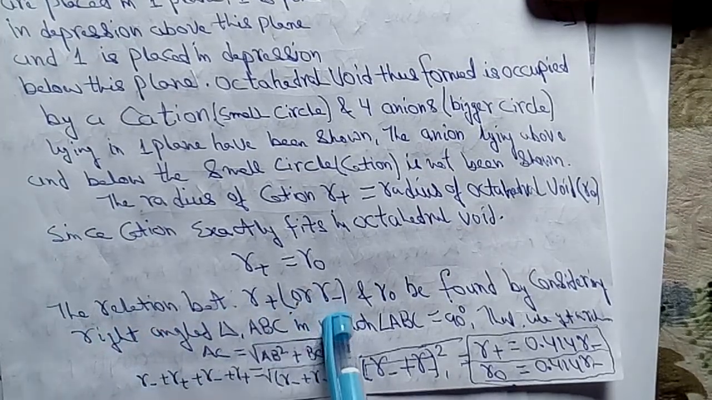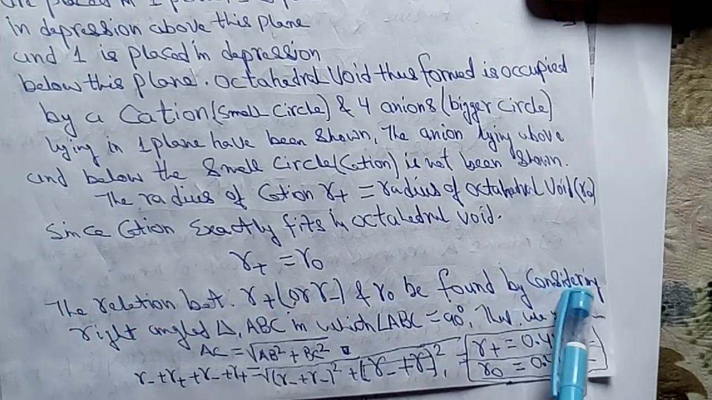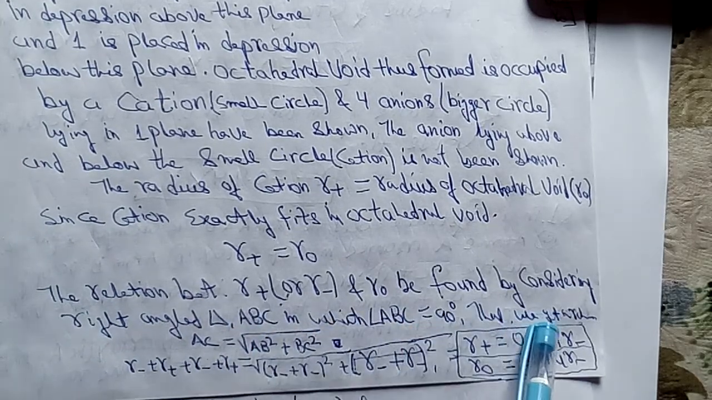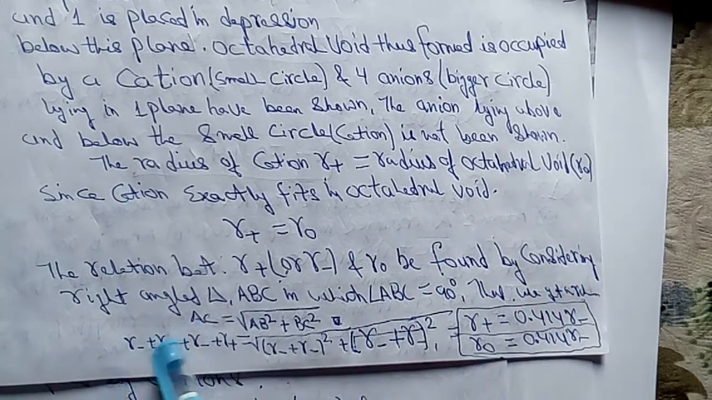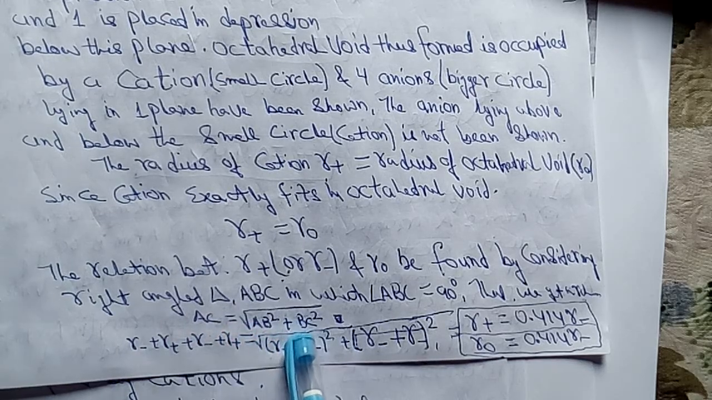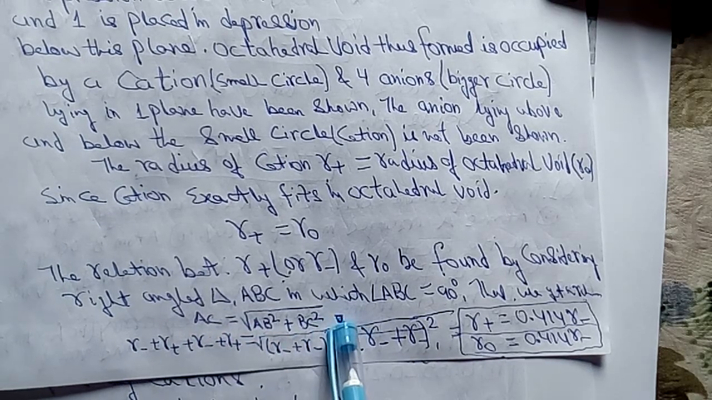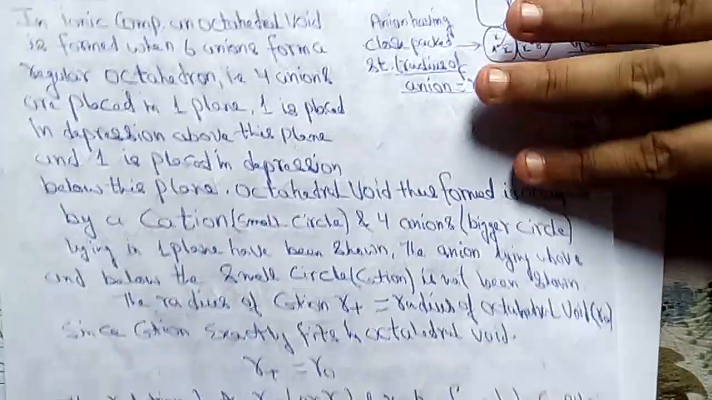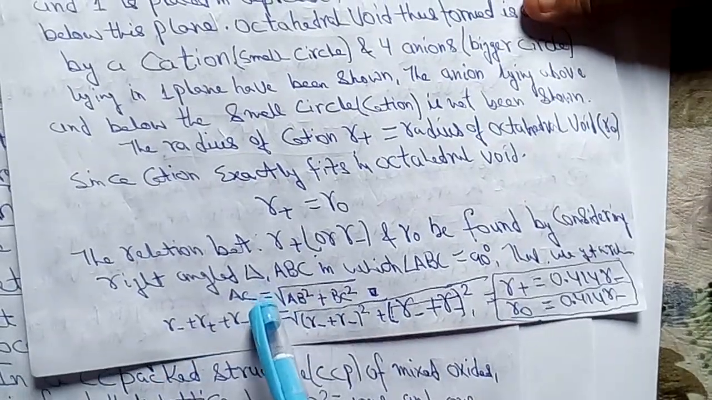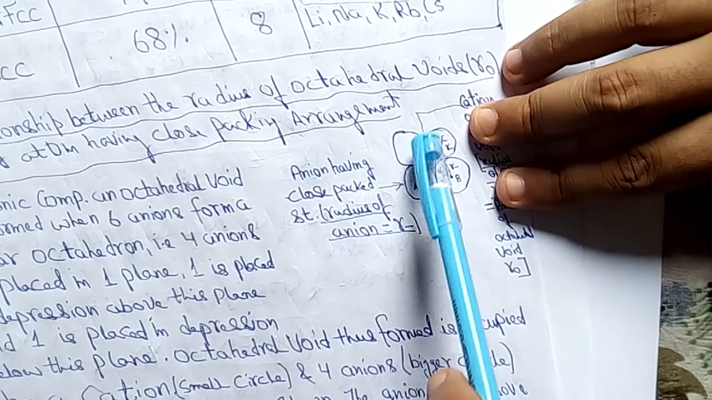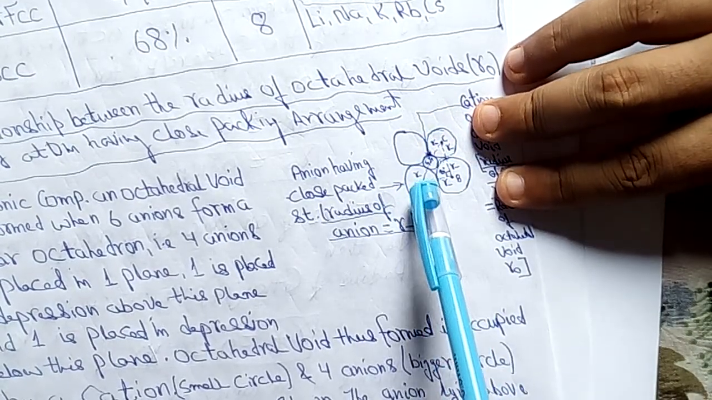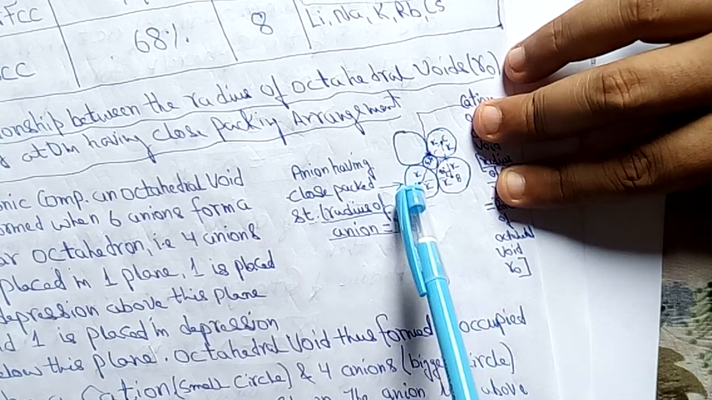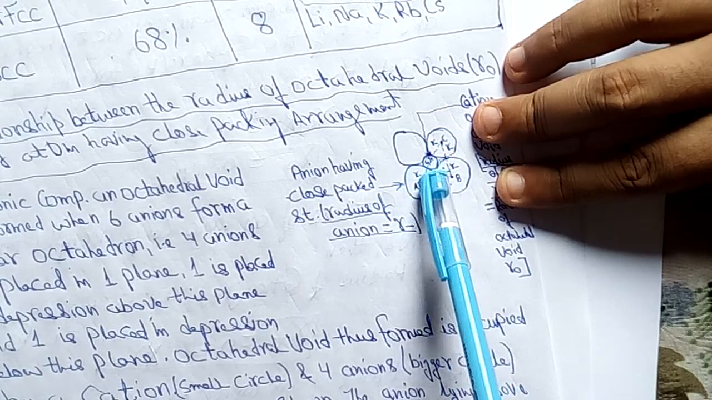The relationship between R plus or R minus and R naught is found by considering right angle triangle ABC, in which angle ABC is 90 degrees. Thus we get AC equals to what? AB square plus BC square. You will get that by Pythagoras theorem. Therefore AC, this line AC, consists of R minus, at the center R plus, then R minus. So R minus plus R minus plus 2R plus.